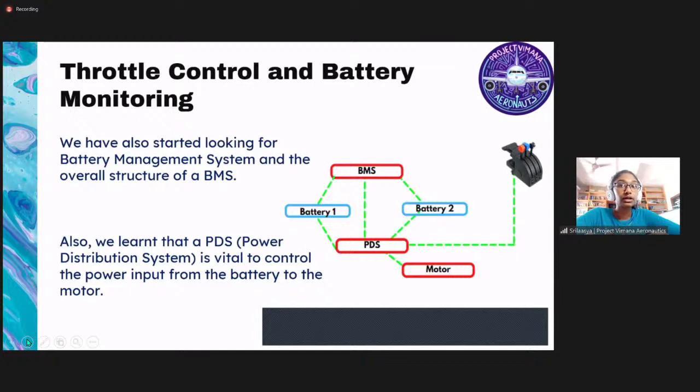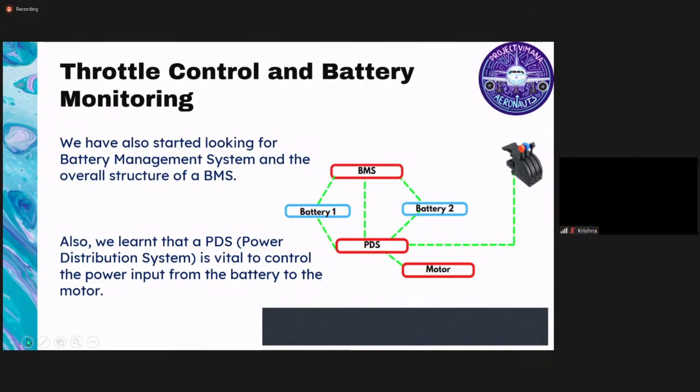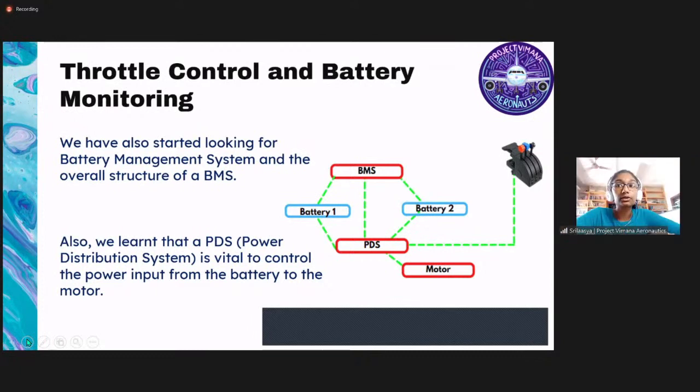So this is what we've done till now. Next, we have to look into the battery management system in depth, and the battery configuration. We also made quite a few mistakes with the motors and the requirements, which is why it took so long. But in the end, we went with a custom motor to fit our design.